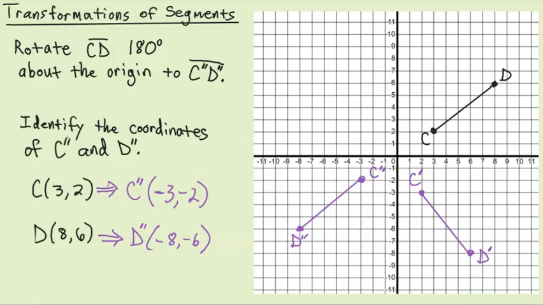Now, interesting here, if you recall, the points of the 90 degree rotation are 2, -3, and 6, -8. This rotation that we just did, this C double prime and D double prime, is actually a 90 degree rotation of the 90 degree rotation that we did before. So if you do a 90 degree rotation and then another 90 degree rotation, that's 180 degrees.